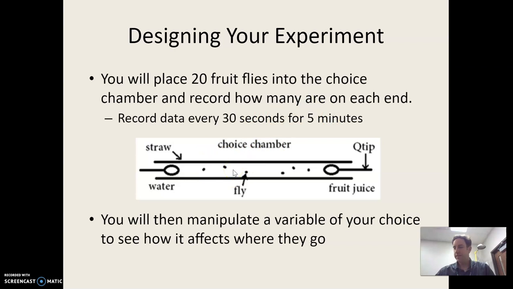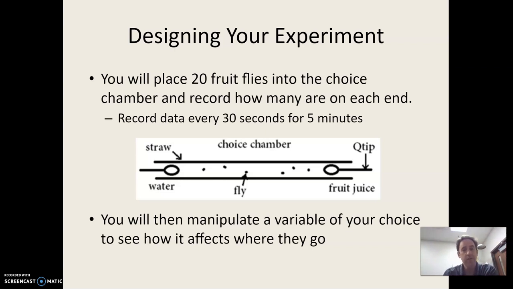So you're going to place 20 fruit flies into the choice chamber. And then the data you're going to collect is how many fruit flies are on each end every 30 seconds for 5 minutes. So every 30 seconds, you're going to do a count. If the center line is here, you're going to be like, okay, there's 13 on this side and there's 7 on that side. And then 30 seconds later, okay, now it's 15 and 5. And you're going to track that data over time.